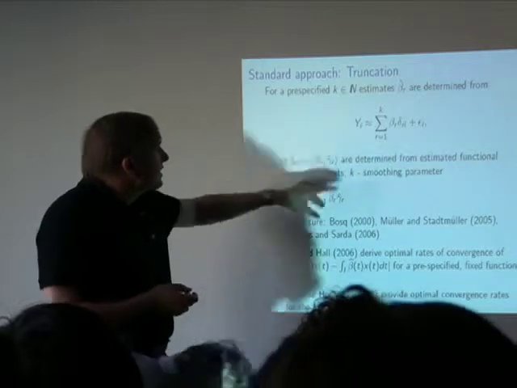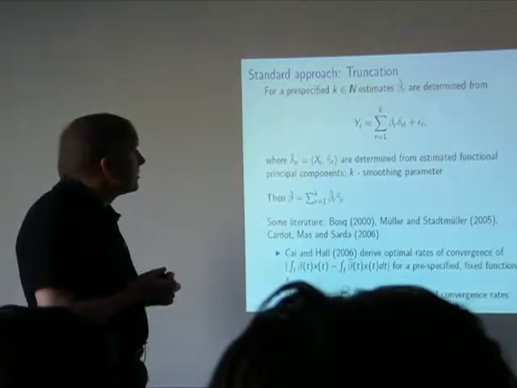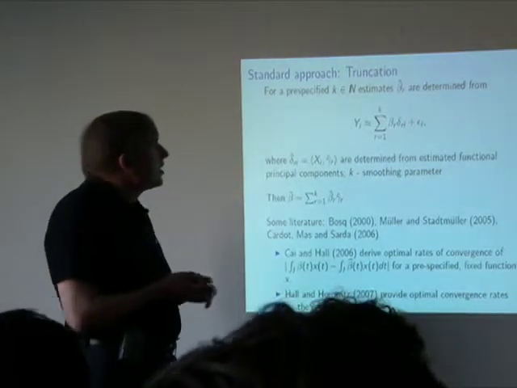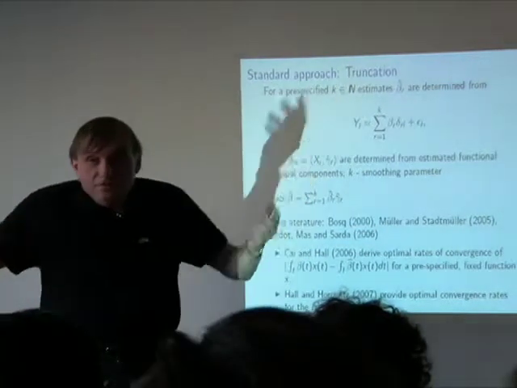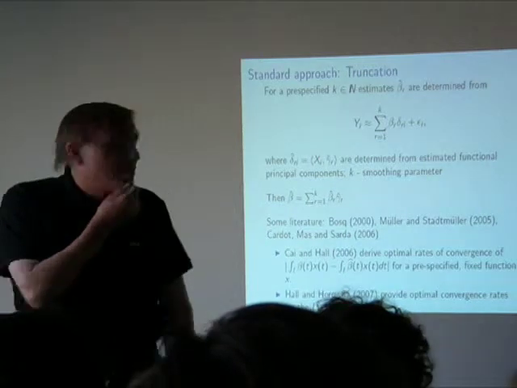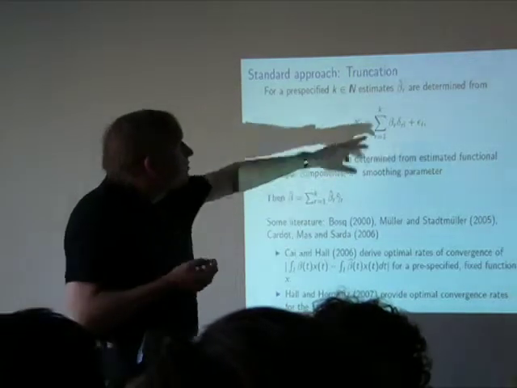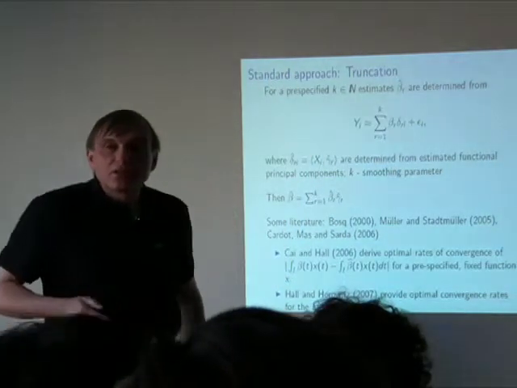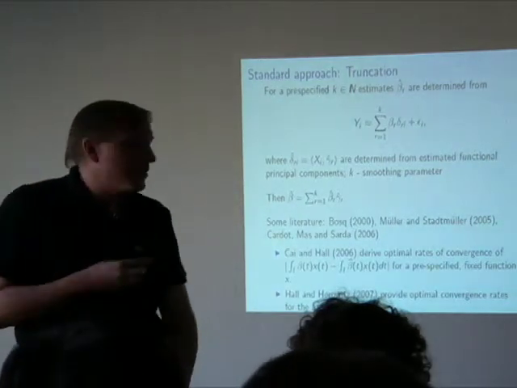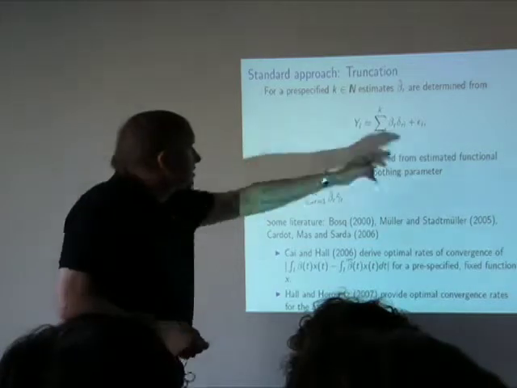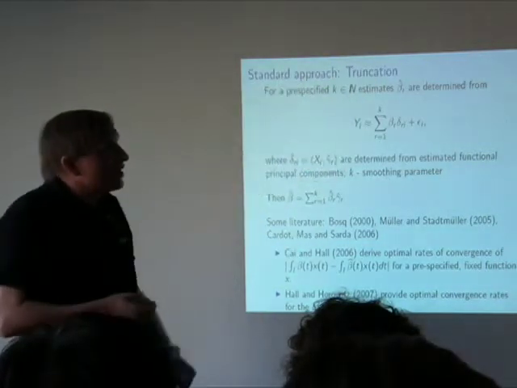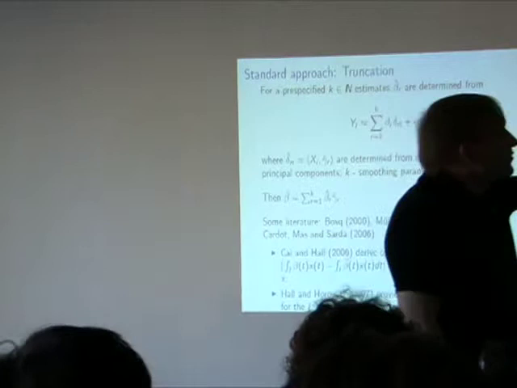So these deltas are determined from estimated functional principal components, and then you estimate the betas by least squares, which is okay in this context because the vectors delta will be orthogonal to each other. Your estimated beta hat is then obtained using this decomposition. That's the estimate of the slope function.